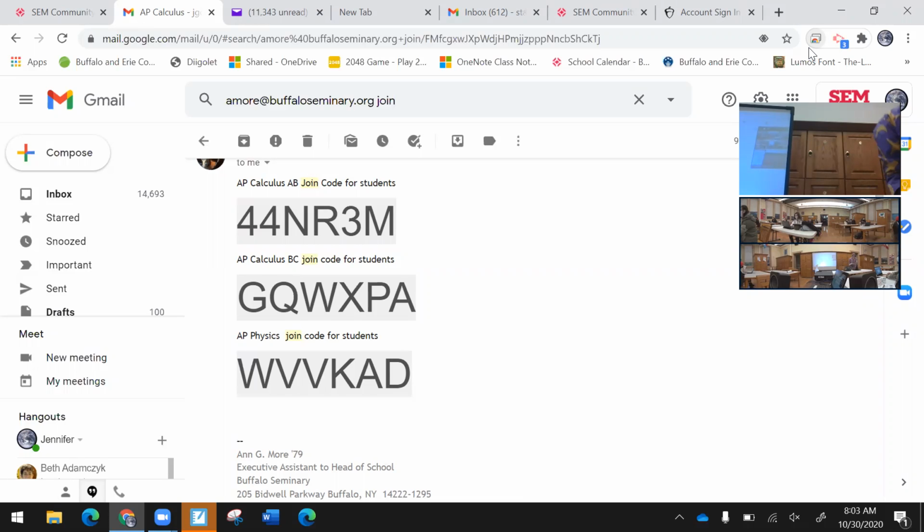AP Physics, if you want to, your code is up there too at the bottom. And you can do that now as well, and we'll just catch Yes and Lauren on Monday. Which one is it? No, that's okay. The top one is AB, the middle one is BC, and the bottom one is AP Physics. If we are BC, should we also go AB? Yeah.